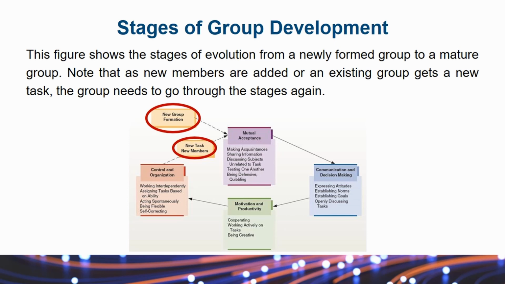The first stage is mutual acceptance, characterized by members sharing information about themselves and getting to know each other. The second stage is communication and decision making. Members discuss their feelings more openly and agree on group goals and individual roles in the group. The third stage is motivation and productivity. Members cooperate, help each other, and work toward accomplishing tasks. The final stage is control and organization. The group is mature. Members work together and are flexible, adaptive, and self-correcting.